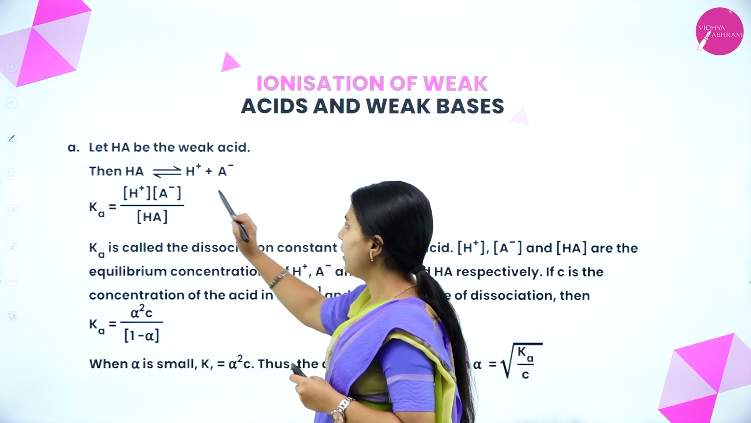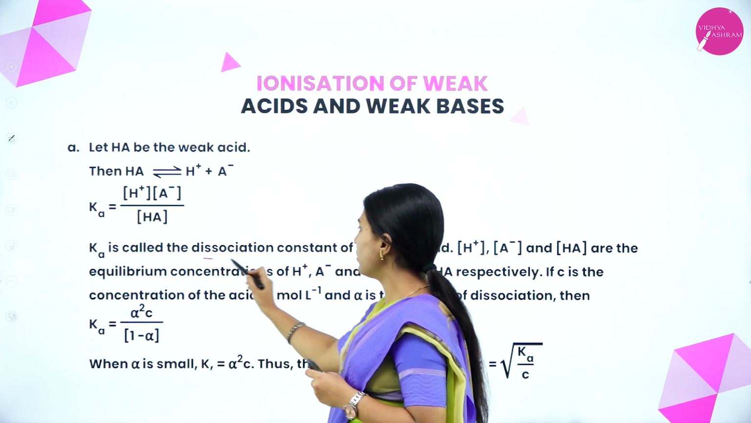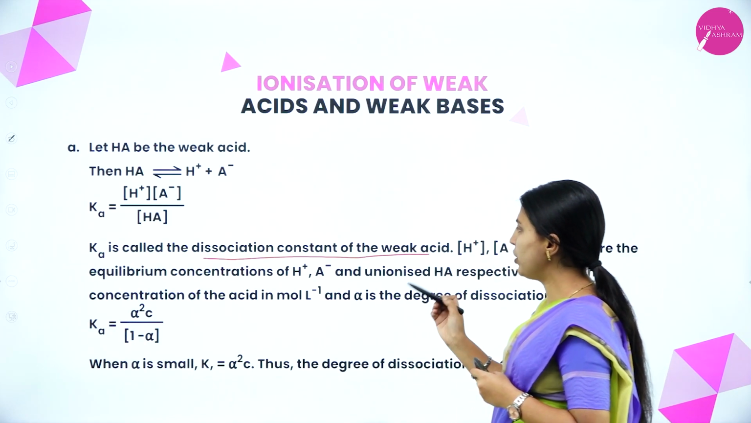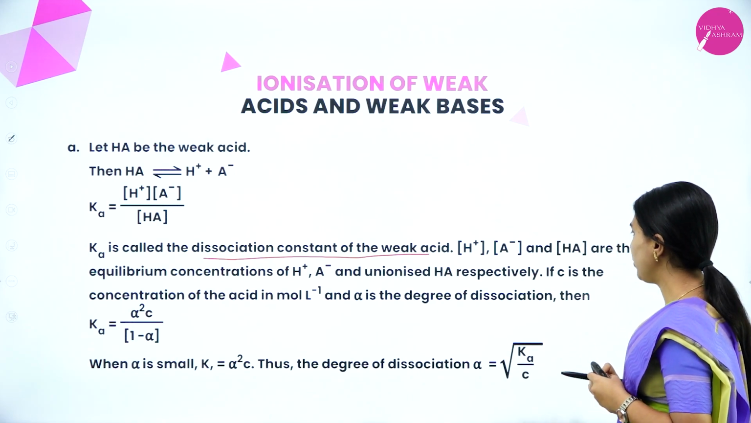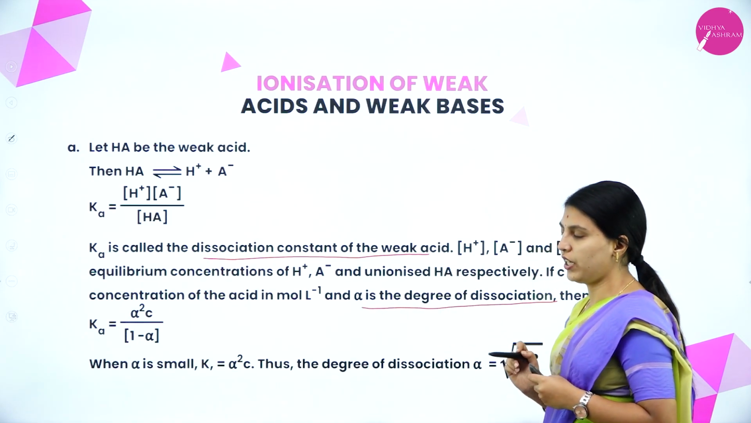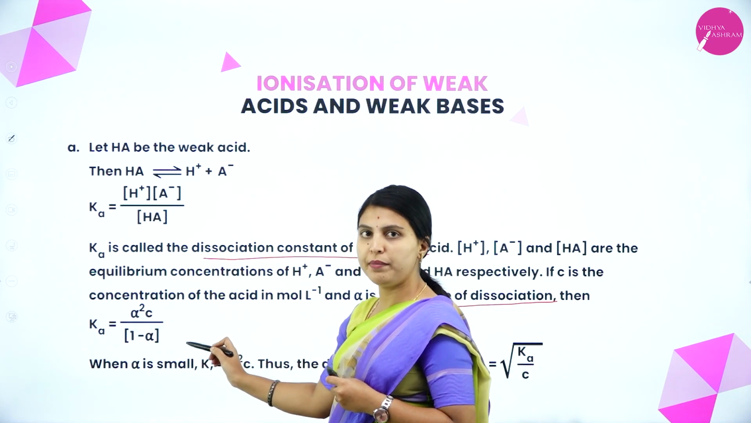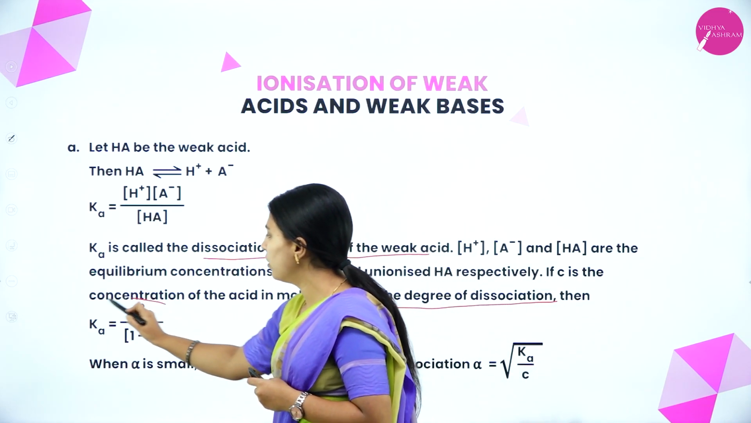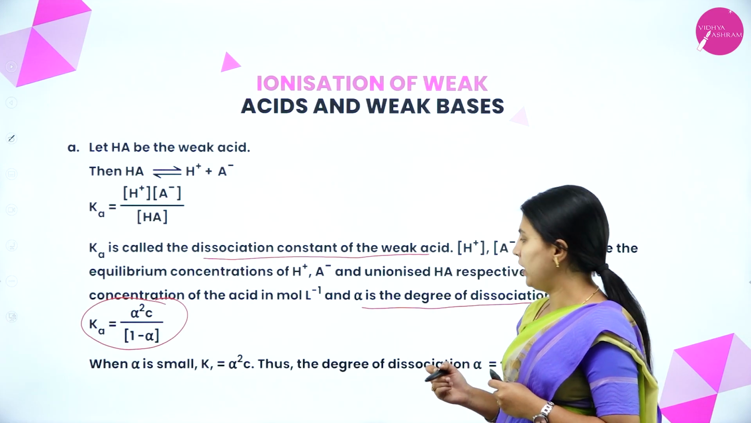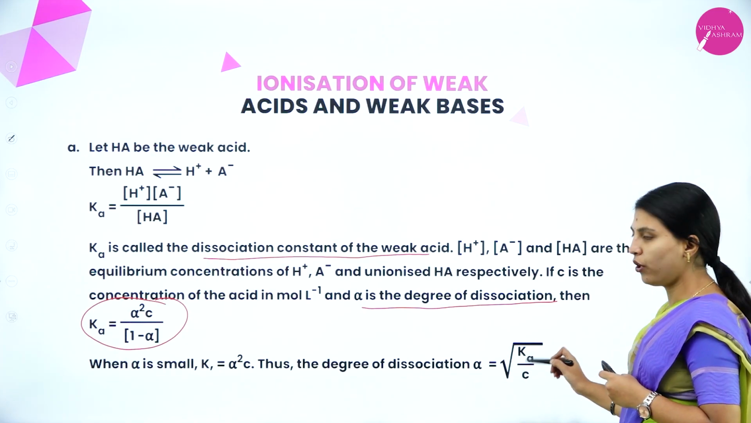Let HA be the weak acid, HA equilibrium H plus A minus, Ka equals products by reactant. Ka is called the dissociation constant of the weak acid. H plus, A minus and HA are the equilibrium concentrations of H plus, A minus and unionized HA respectively. If C is the concentration of acid in mole per liter, then alpha is the degree of dissociation. For weak acids and weak bases, Ka equals alpha square C by 1 minus alpha. This is the formula you have to know. When alpha is small, K equals alpha square C. Here 1 minus alpha will be neglected. The degree of dissociation alpha equals root of Ka by C.